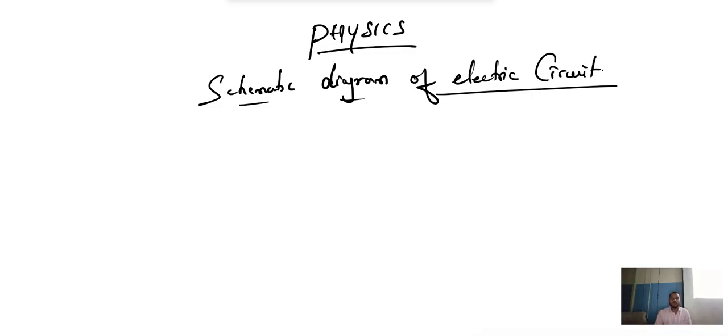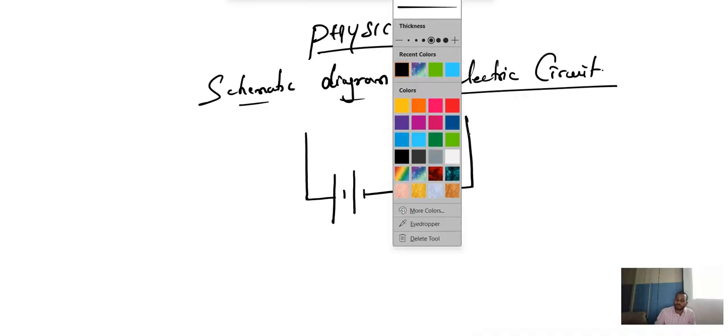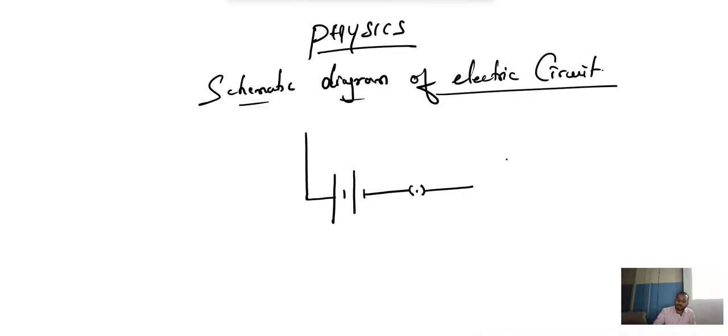Let's proceed. Observe here. First, we are going to draw a battery connected with a switch or a plug key. You can place the ammeter in any part, on any side, as you wish, because the ammeter is always connected in series. About this I am going to explain in a later stage, what we mean by series and parallel. Now this is connected to a bulb.